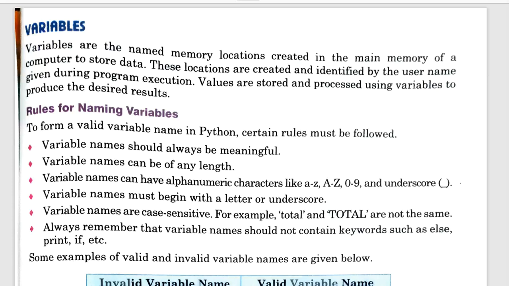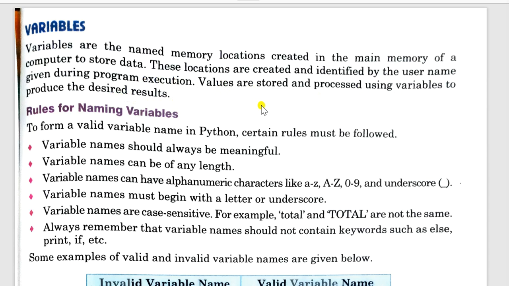Let's study about variables. Variables are named memory locations created in the main memory of a computer to store data. When you want to give some data in a program, you need some memory to store that data. So we can give a name to that memory location, and that is known as a variable. These locations are created and identified by the username given during program execution. It means the user can give names to the variables according to their requirements. Values are stored and processed using variables to produce the desired result.